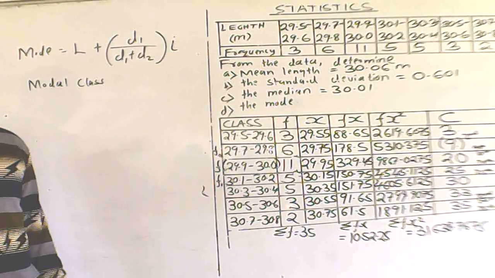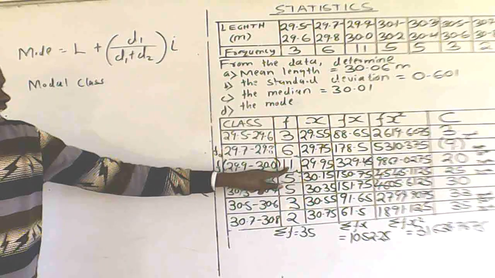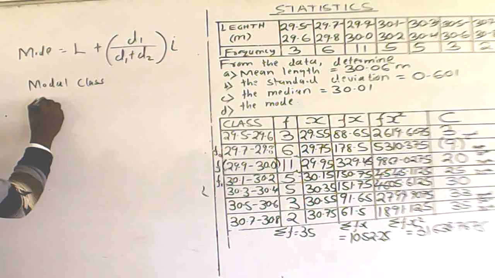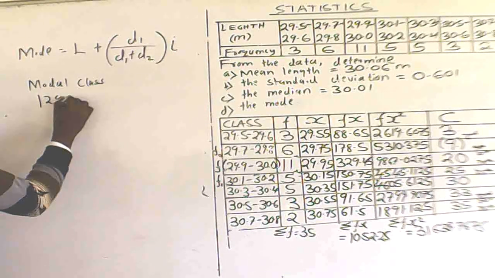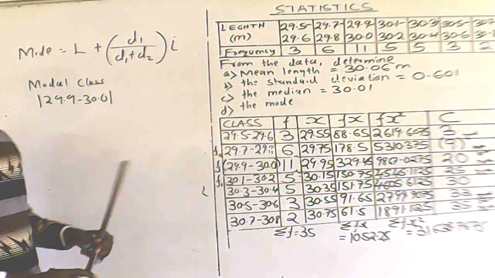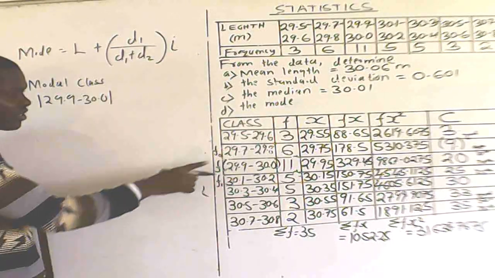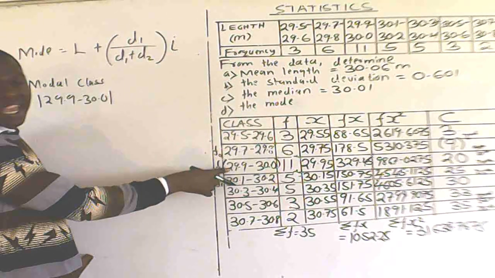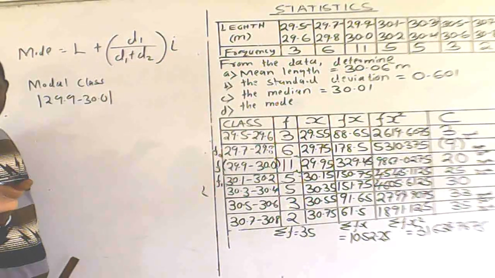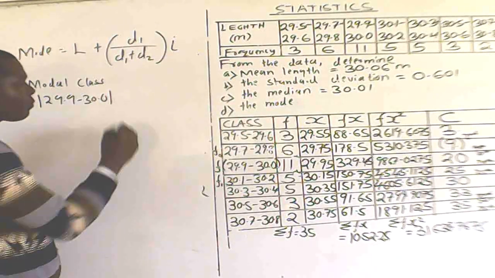So the modal class is the class with the highest frequency. If you look at the frequency, the highest frequency is 11. Meaning what is the modal class? 29.9 to 30.0. Then after we've identified the modal class, we identify its class limits, isn't it? Now this modal class started at 29.9. The other class ended at 29.8. So the average there gives you the lower class limit, isn't it? So what is the average? 29.8 plus 29.9 divided by 2?